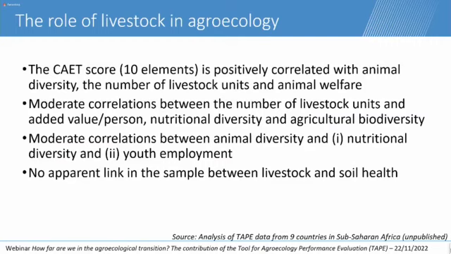So going into the details, what we found in terms of the role of livestock is that the CAET score, so the 10 elements, is positively correlated with the diversity of animals on farm, the number of livestock units present on farm, and the score of animal welfare. We found moderate correlations between the number of livestock units and a number of variables like added value per person, nutritional diversity, and agricultural biodiversity. We also found moderate correlations between animal diversity and the score of nutritional diversity and the score of youth employment.